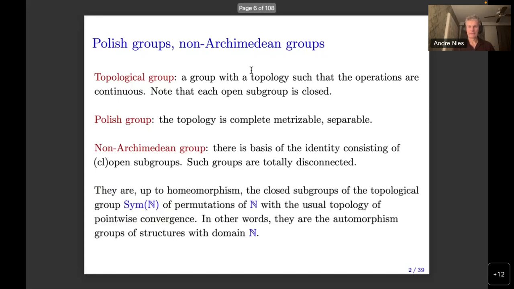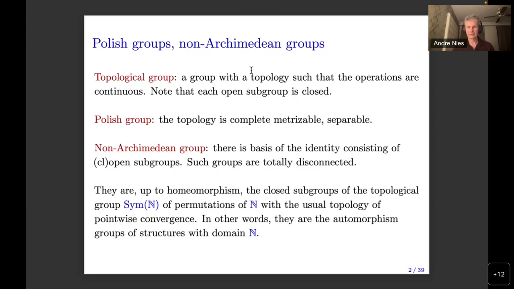So these groups can be described more concretely as closed subgroups of Sym(N), the topological group of permutations of the natural numbers, where I have the usual topology of pointwise convergence. In other words, the basis of neighborhoods of the identity is given by saying I fix finitely many numbers.